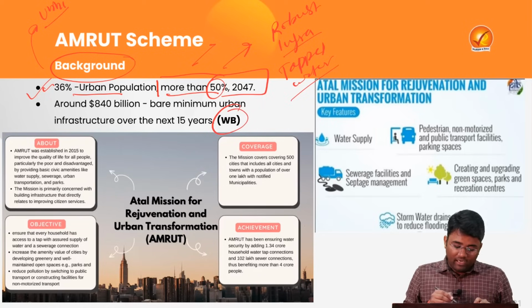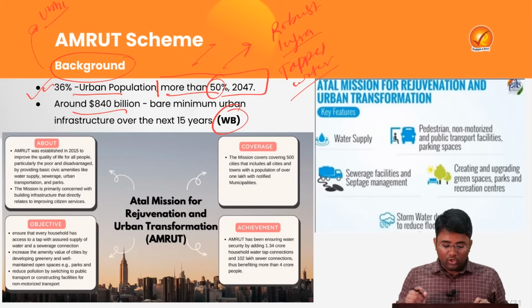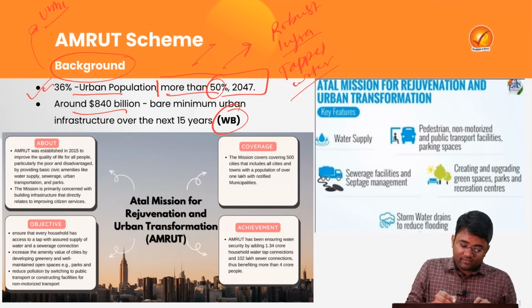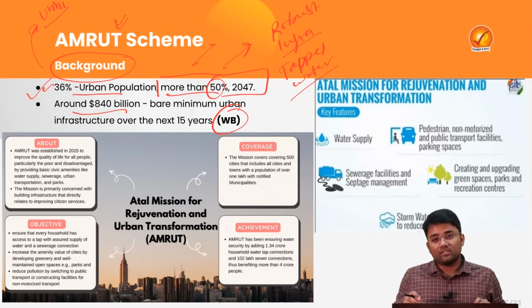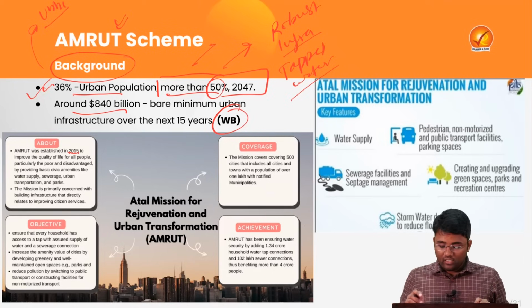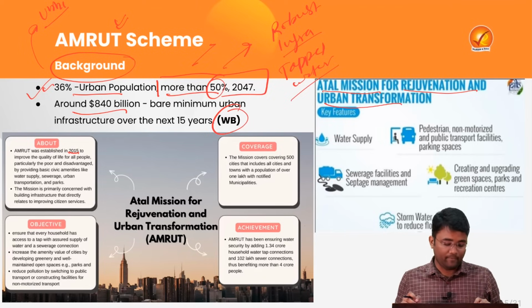As per the World Bank, almost $840 billion will be required to provide the bare minimum facilities to the urban population in India. So that's why the government came with the AMRUT scheme in the year 2015, the full form of which is the Atal Mission for Rejuvenation and Urban Transformation.